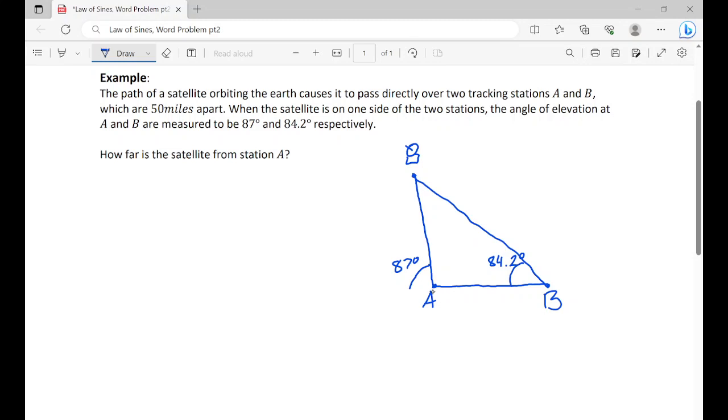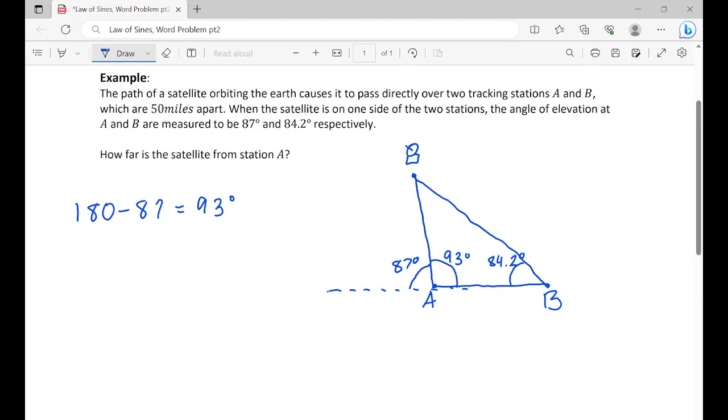Well, what I know is that I can figure out this angle measurement because, assuming it is a flat piece of land that station A is on, if this is 87 degrees, then the entire length from one side to the other, the angle measurement would be 180. So what I can do is 180 minus 87, and that'll end up giving me 93 degrees. So that is what's going to be the interior angle for A, 93 degrees.